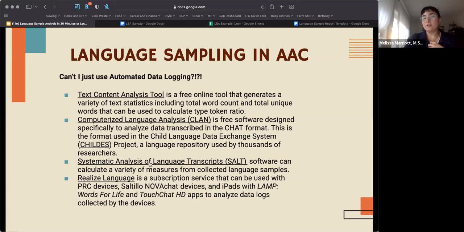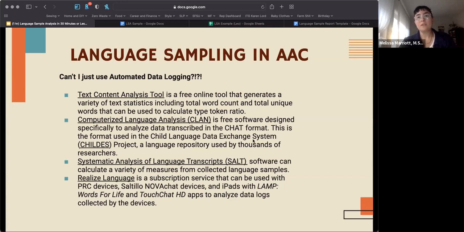CLAN and SALT are two analysis softwares. CLAN is free, SALT is not, but they both have a really, really robust log essentially of other language samples from students, so that your sample student can be compared to many, many other students. And they both are sort of like, the more people use them, the more accurate and the more robust they get.